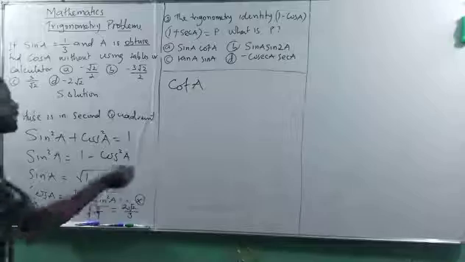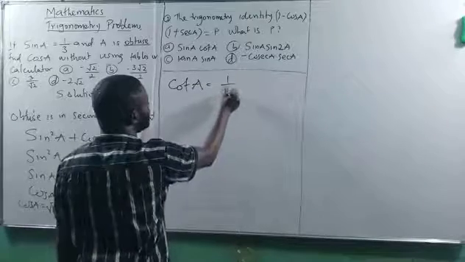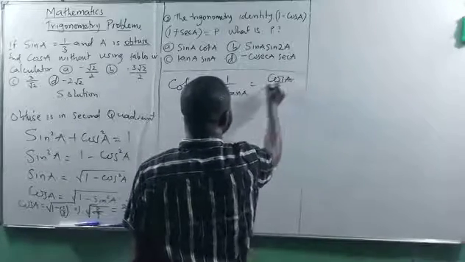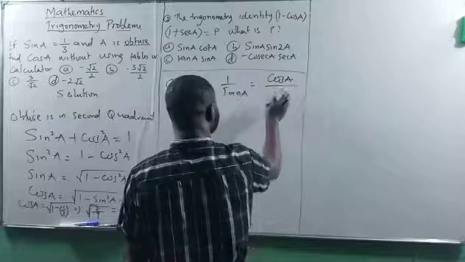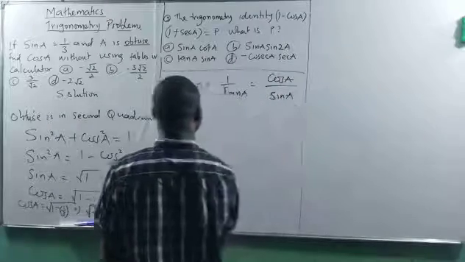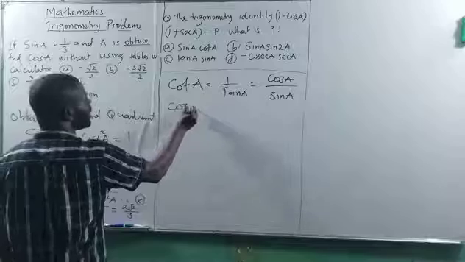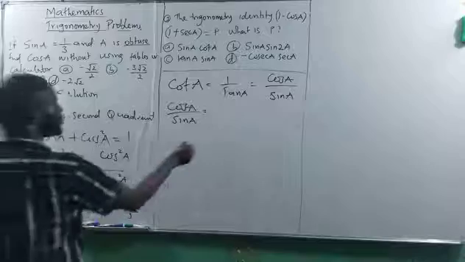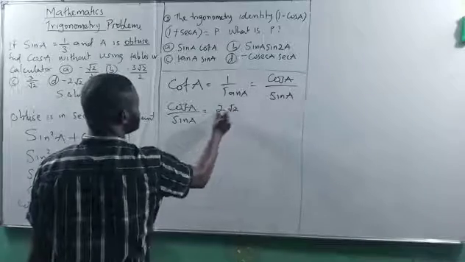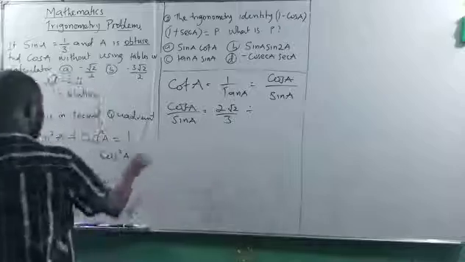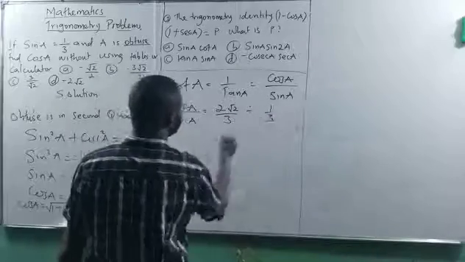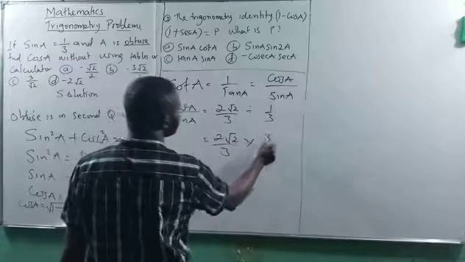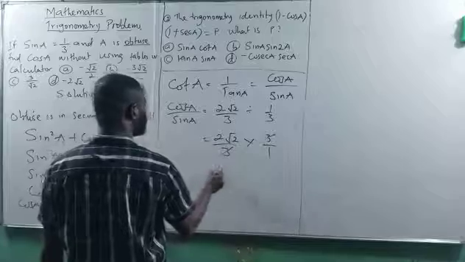We all know that my cot is equal to 1 all over tan, which can also be my cos A all over sine A. That is my cot. Now, I'm trying to work on cos A all over sine A. My cos A is 2 root of 2 divided by 3, and sine A is 1 over 3. It means I'm saying that 2 root of 2 divided by 3 multiplied by 3 all over 1. This will cancel this, 2 root of 2.